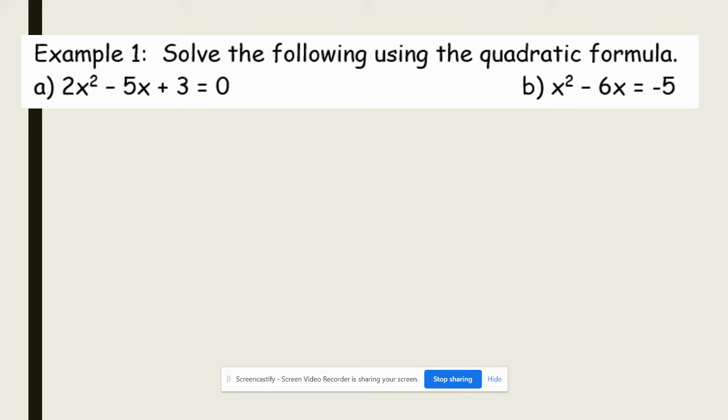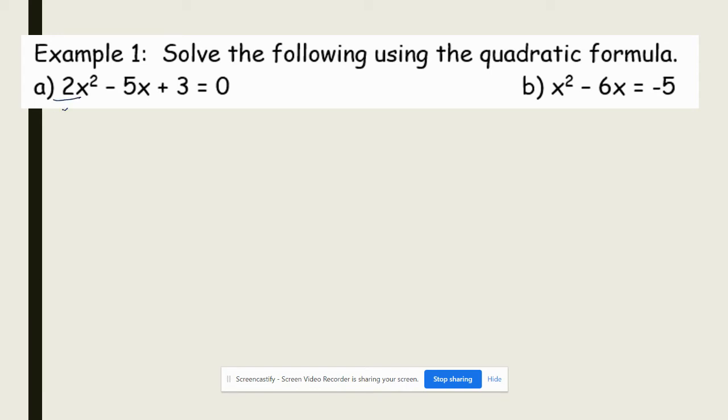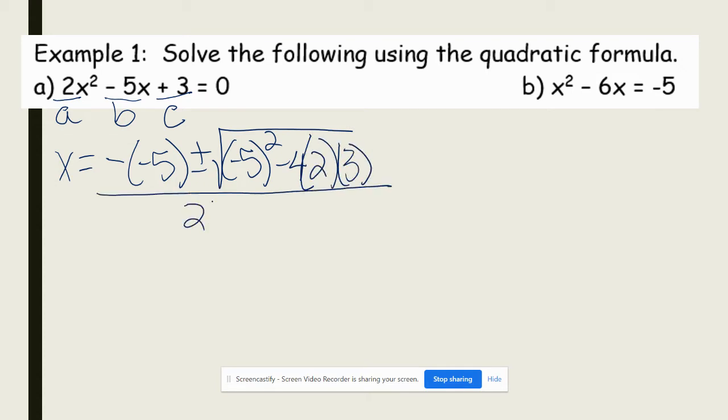If I'm using quadratic formula for this first set, we have a is 2, b is negative 5, and c is 3. So we have negative b plus or minus the square root of b squared minus 4ac all over 2 times a. Now it's important again that your fraction bar is underneath that whole top.